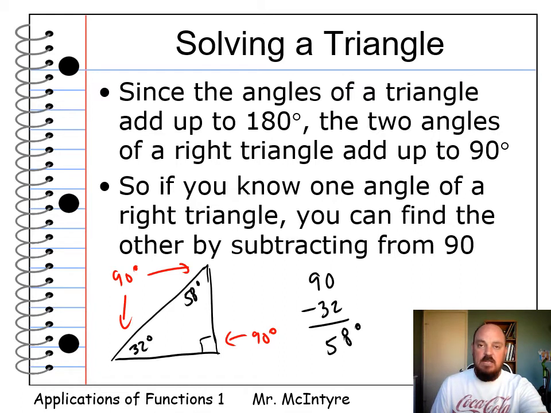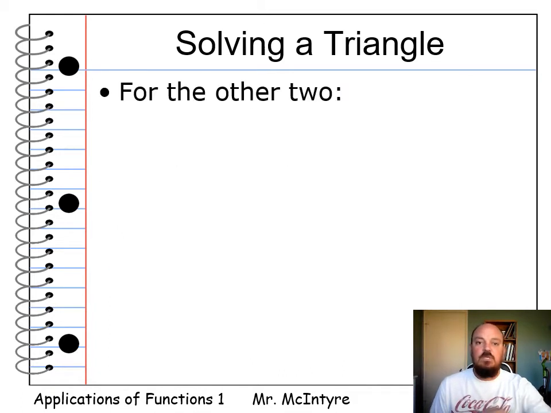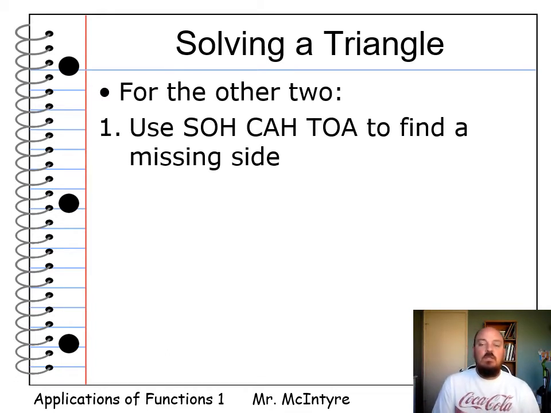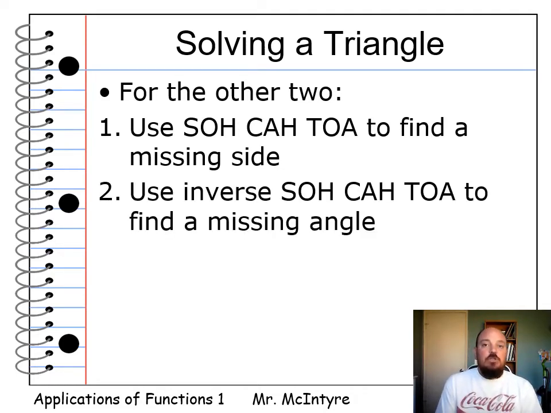Other than subtracting from 90, which is very simple, for the other 2 parts of the triangle, these are the 3 things you might do. You're going to do 2 out of these 3 things, basically. Number 1, you might need to use SOHCAHTOA to find a missing side in the triangle. That's what we did before break and what we reviewed earlier this week. Number 2, you might need to use inverse trig or inverse SOHCAHTOA to find a missing angle. That's what we just learned this week. That's what's new for us.